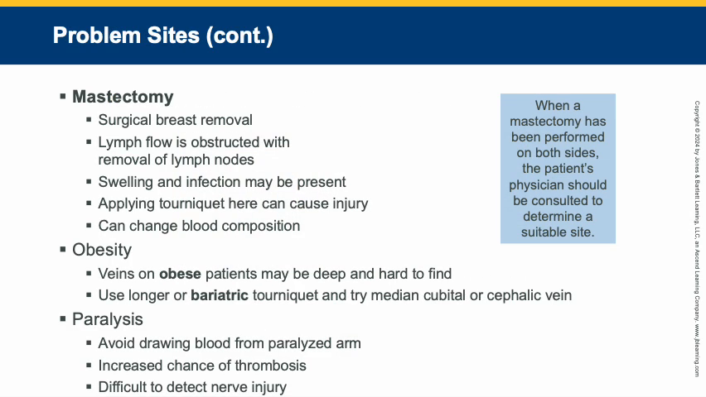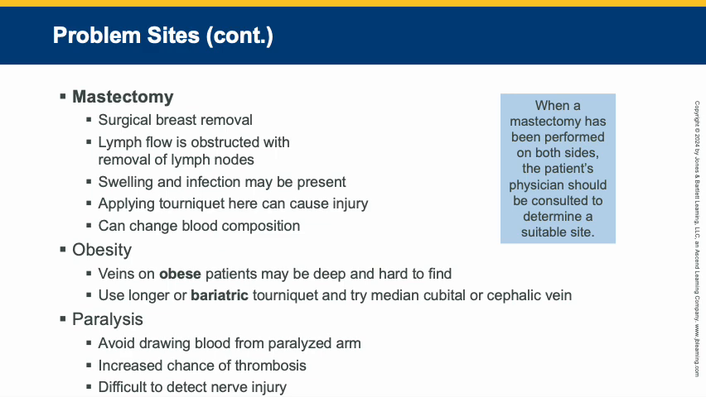Never draw blood from an arm on the same side as a mastectomy. Lymph node removal, which is typically part of the procedure, can cause lymphostasis, which is obstruction or stoppage of normal lymph flow. Impaired lymph flow makes the arm susceptible to swelling called lymphedema and to infection.